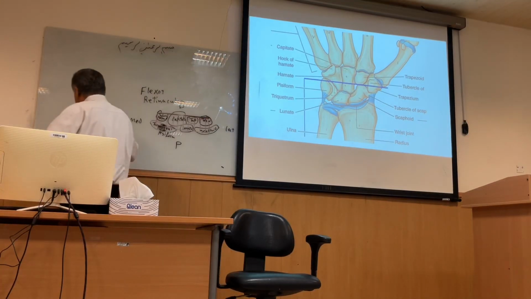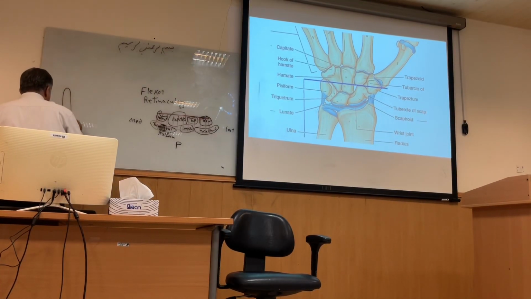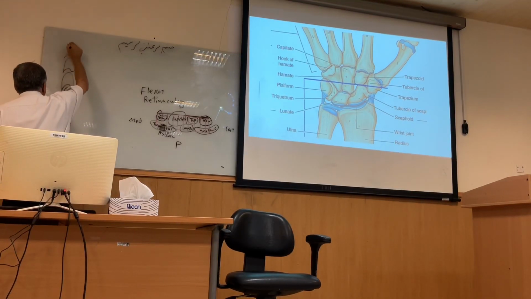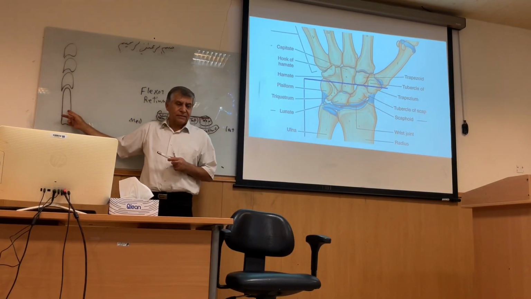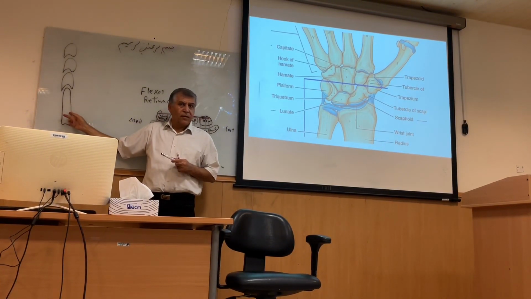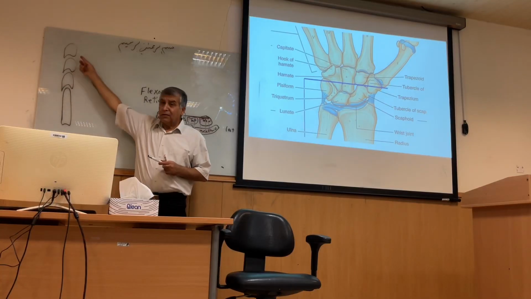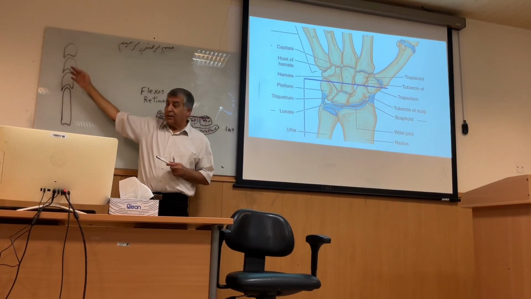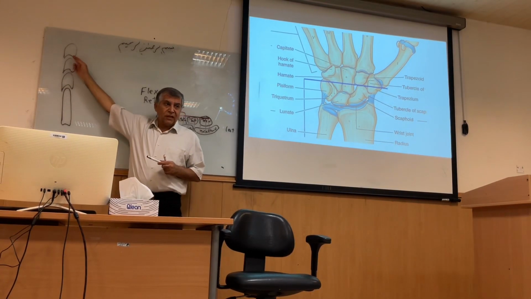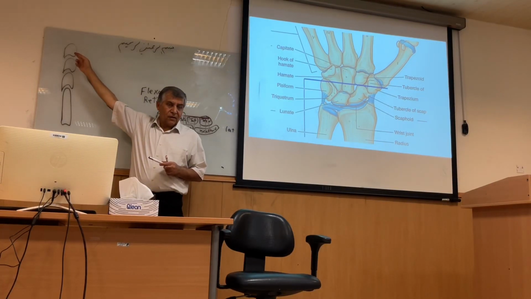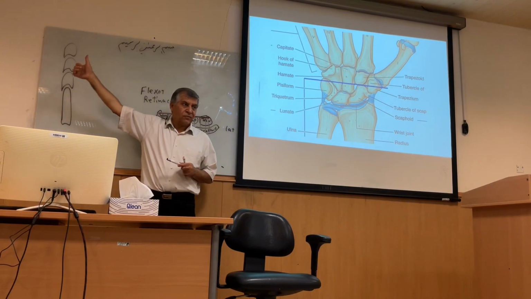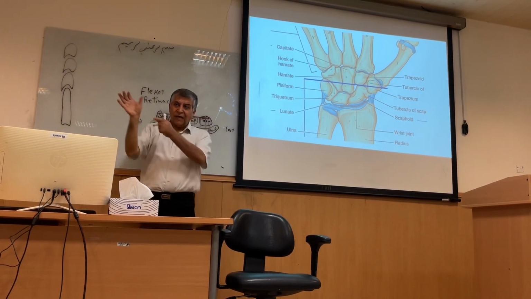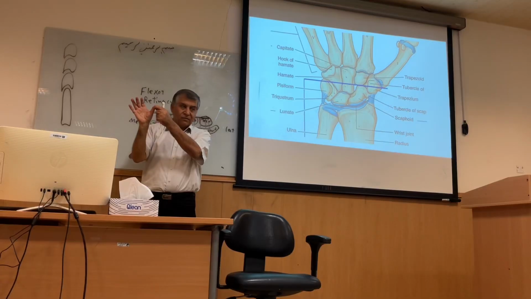Phalangeal bones. This one is metacarpal bone. This one, phalangeal bones. Okay? Proximal, middle, distal. All fingers have three phalanges, except the thumb, which has proximal and distal.